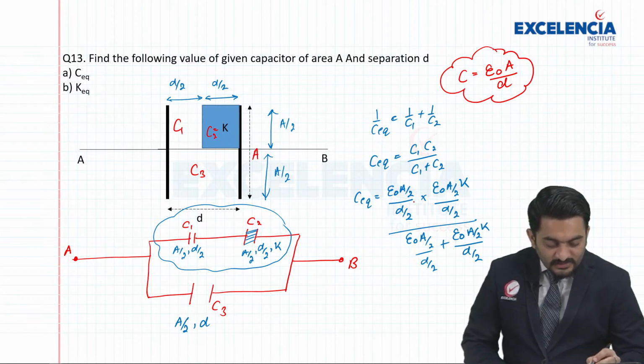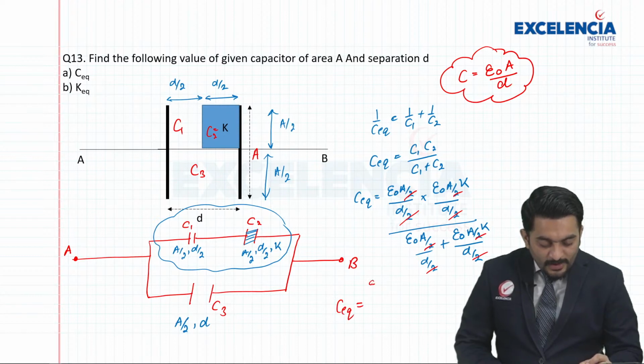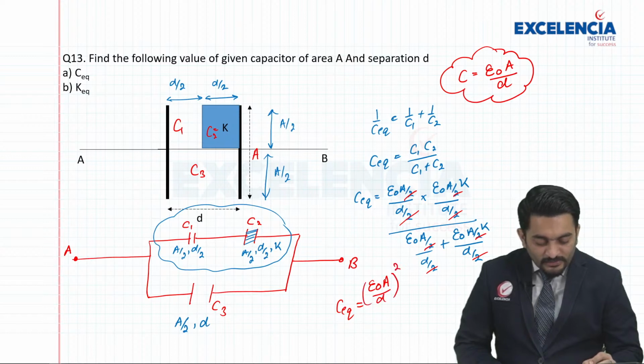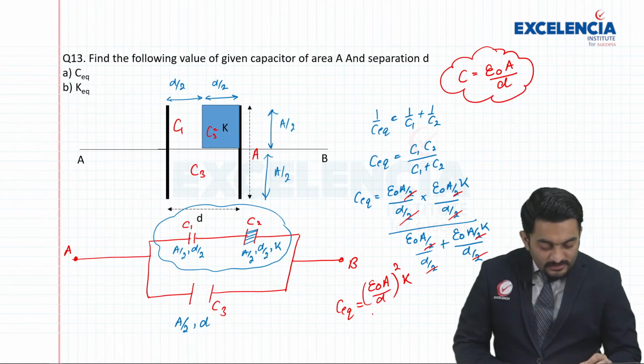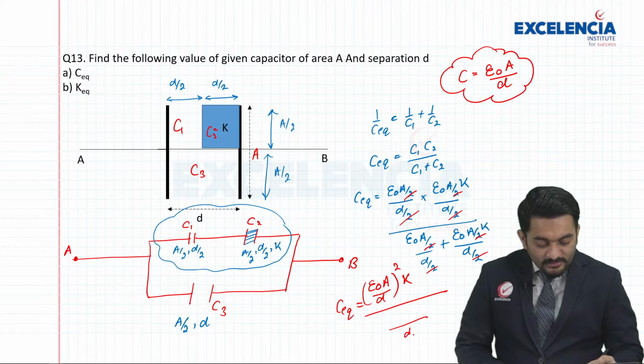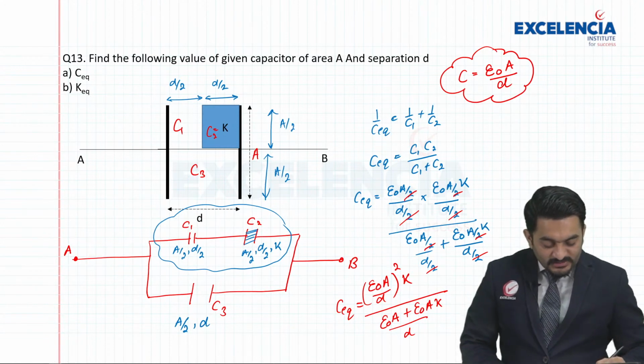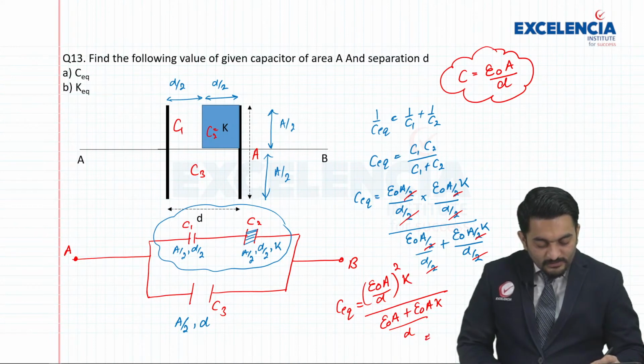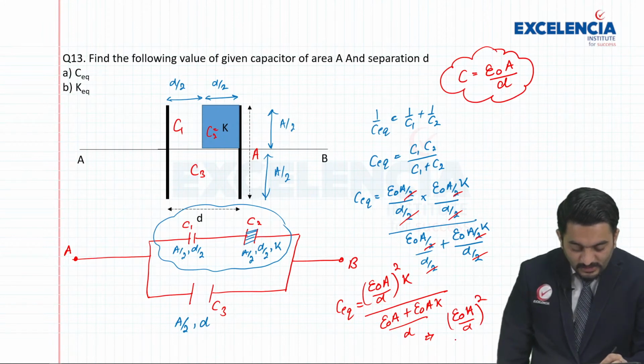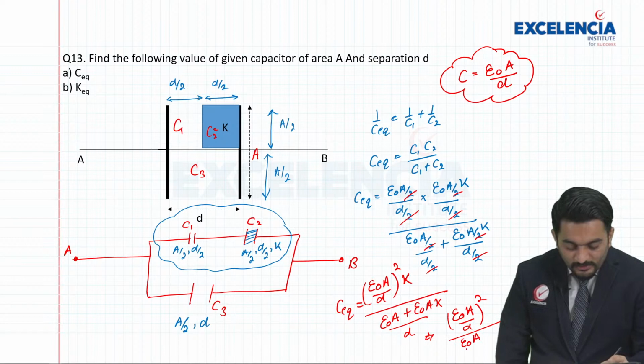In the above part, you can cancel 2 and 2, so we will simply cut them. Now when I am writing C equivalent, be very careful: it is epsilon naught A by D, the whole squared, and there is a K. In the denominator, you can take D common, so it is epsilon naught A plus epsilon naught A K. If you take epsilon naught A by D the whole square, I hope you can see this calculation, and here you can take the value of epsilon naught A by D common, so inside it will be 1 plus K. You also have K over here.